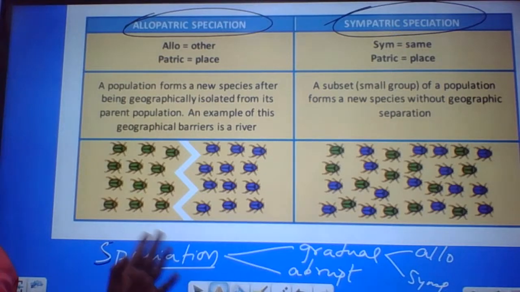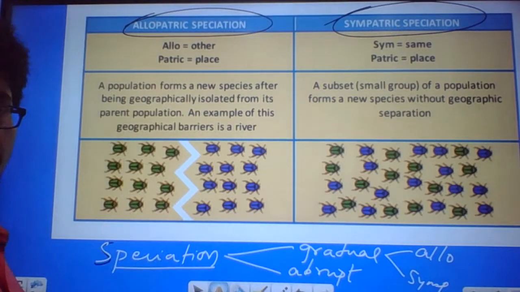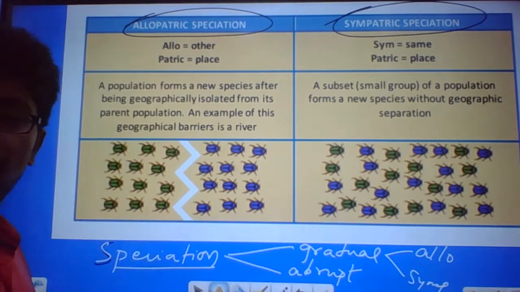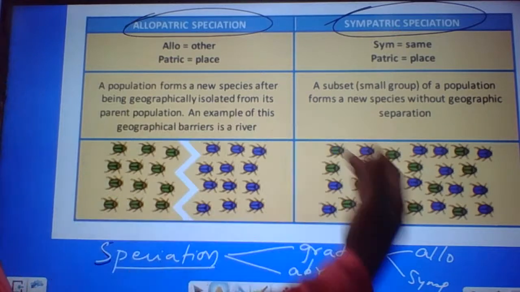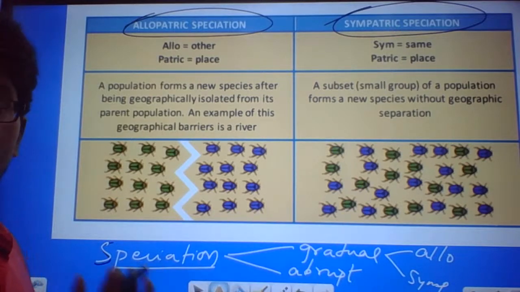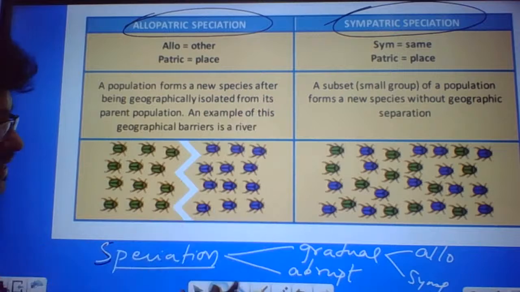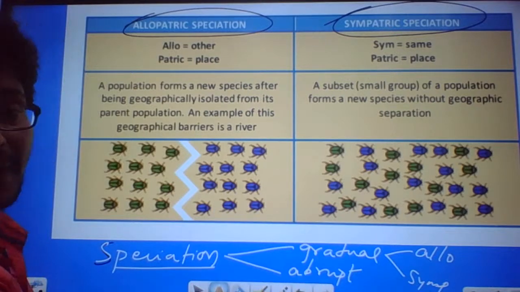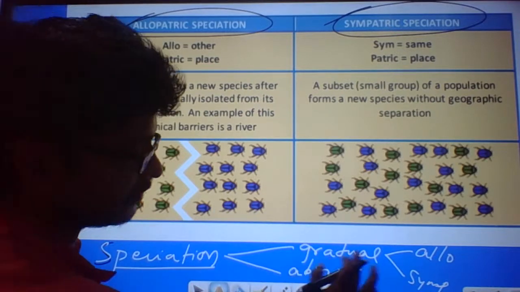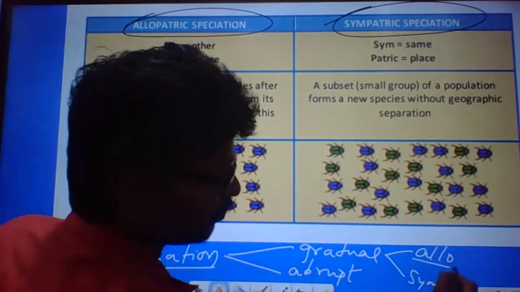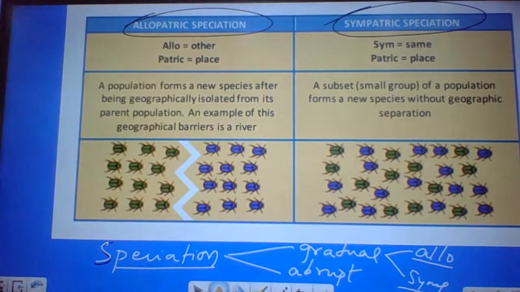Okay, speciation, just now I told you, right? Particular organisms migrate from their own population to another geographical location, where they proliferate, reproduce and multiply, and form a new species over there. This we call speciation. So we have gradual speciation and abrupt speciation, and gradual speciation can be classified into allopatric speciation and sympatric speciation.